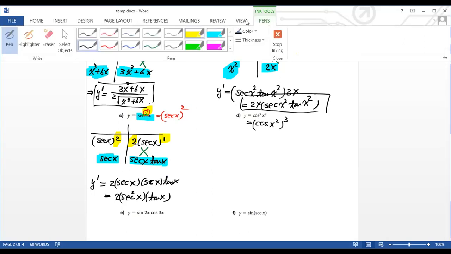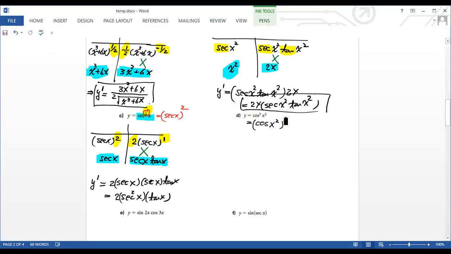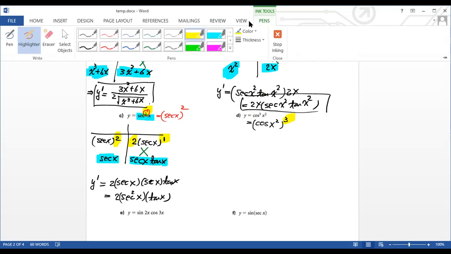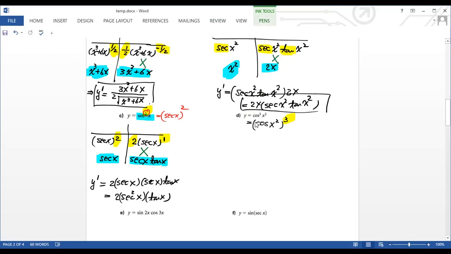Okay, so now for here, what is my first layer? I see the power rule. So this is my first layer. After you remove the first layer, inside is cosine of x squared. Oh, cosine of x squared. So what is my second layer here? My second layer is cosine, correct?